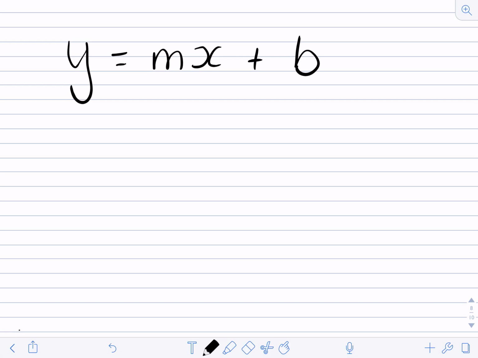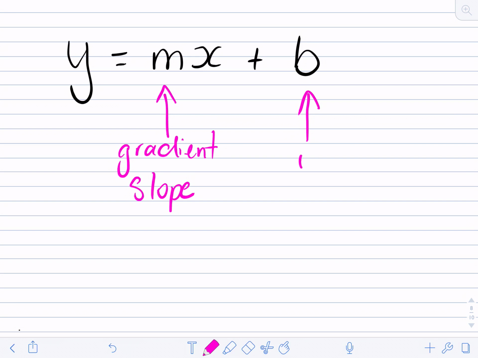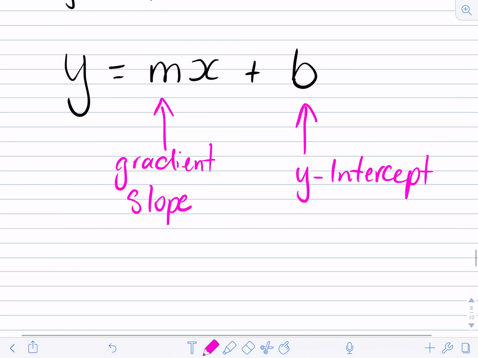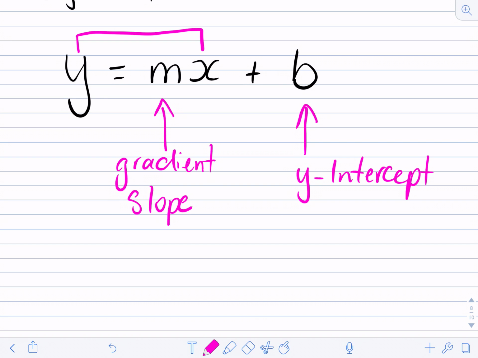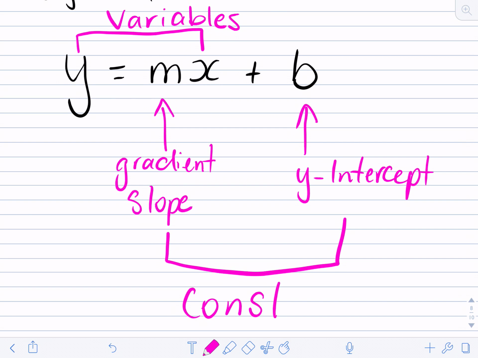Now, y equals mx plus b is commonly known as the equation of a straight line, where m is commonly known as your gradient. It's also called the slope. And b is your y-intercept. This being where the line crosses over on the y-axis. And y and x are commonly known as variables. These are things that change. So when y changes, so does x. And m and b are known as constants, where they would stay the same or constant.